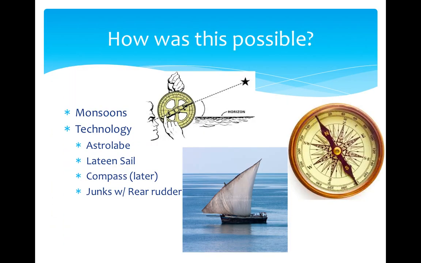Now, part of the reason why this was possible was because of new technologies that were brought about, primarily the lateen sail and the junks with the rear rudder, which allowed people to navigate these monsoons. But the invention of the astrolabe, which helped people tell their geographic location based on the stars in the night sky, and later the compass would really help with this process as well. Without these pieces of technology, you do not have the Indian Ocean trades. But with them, you have a flourishing trade route.